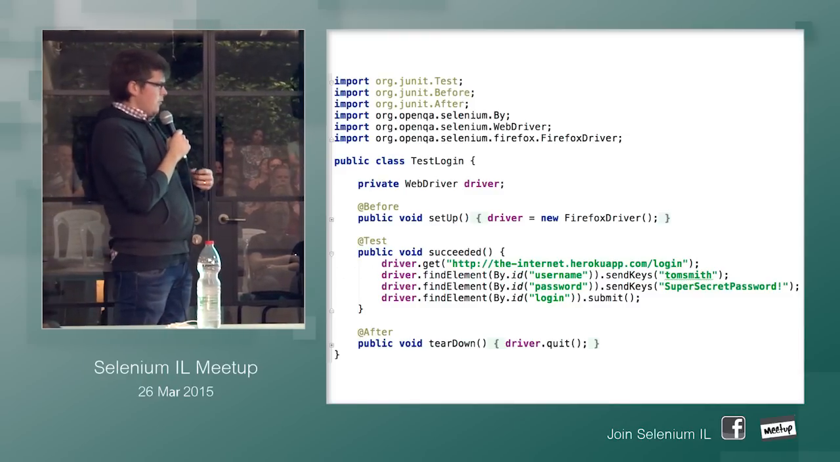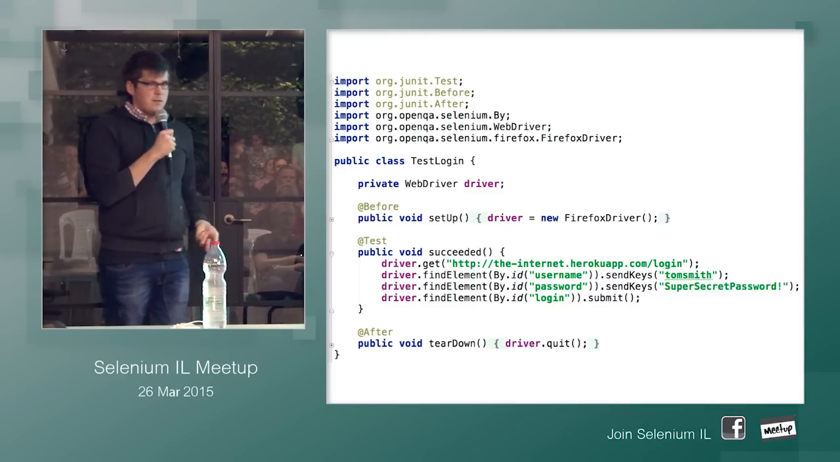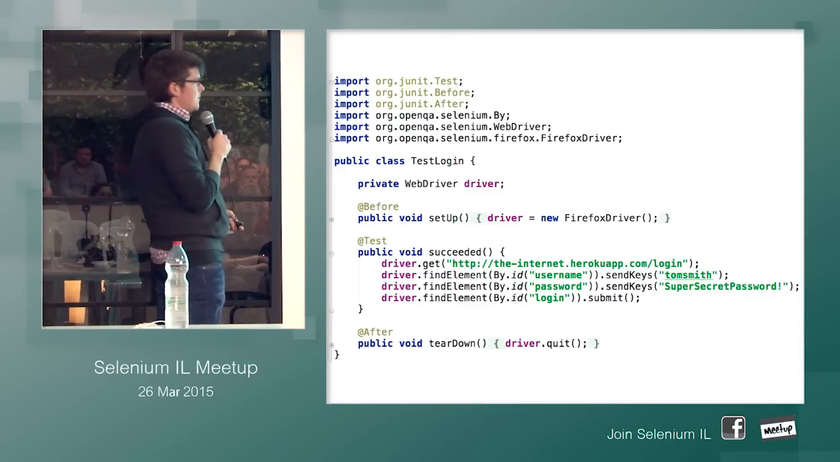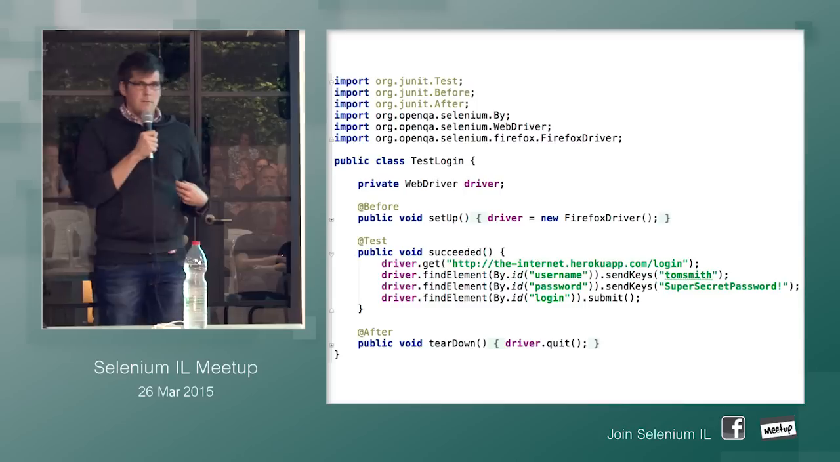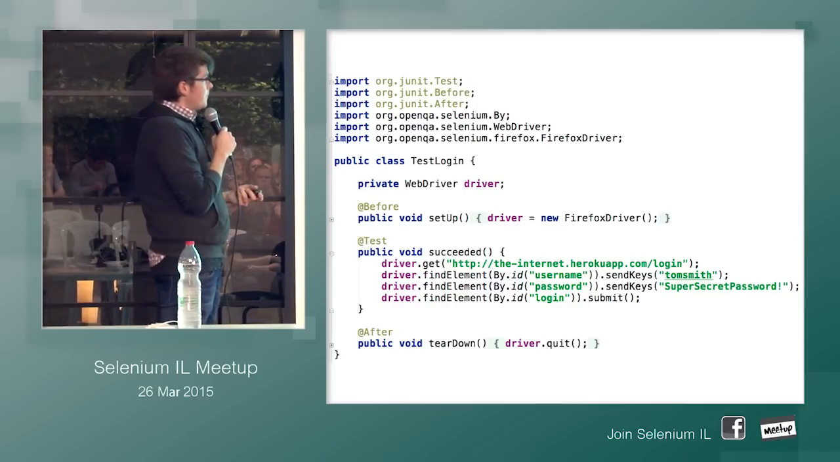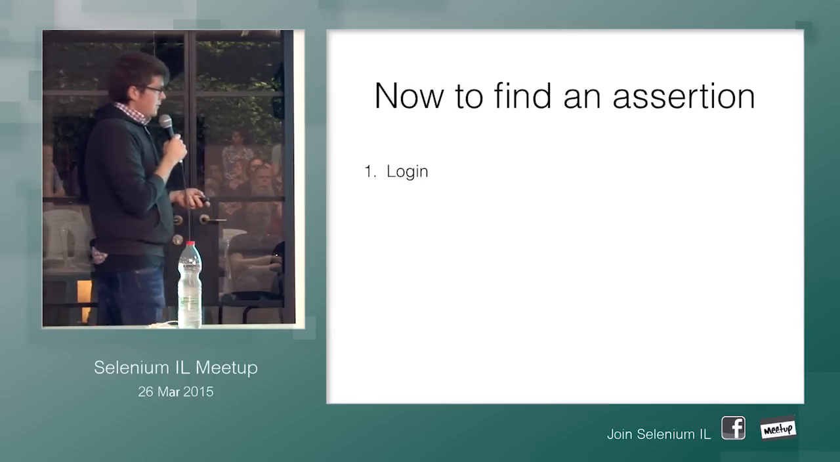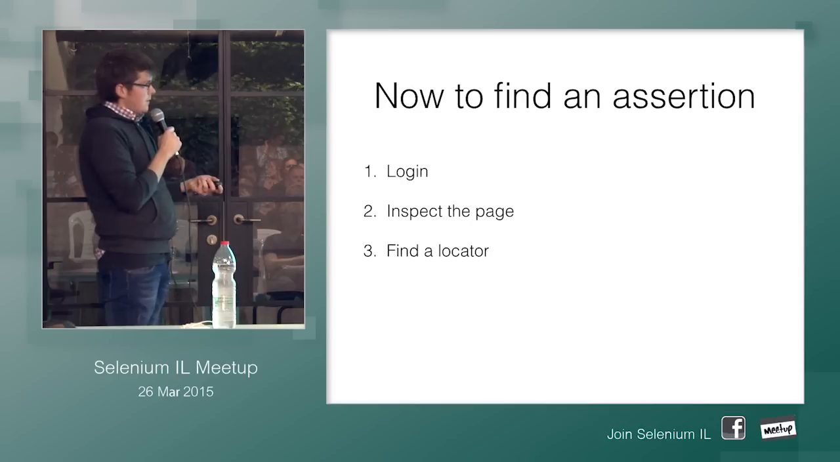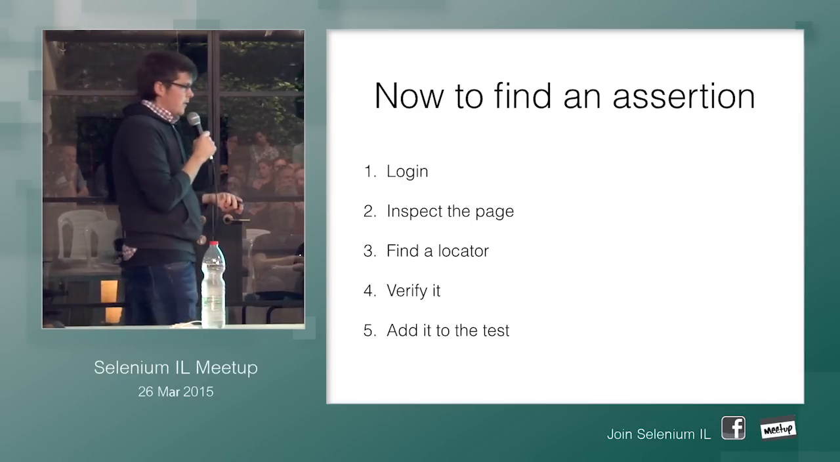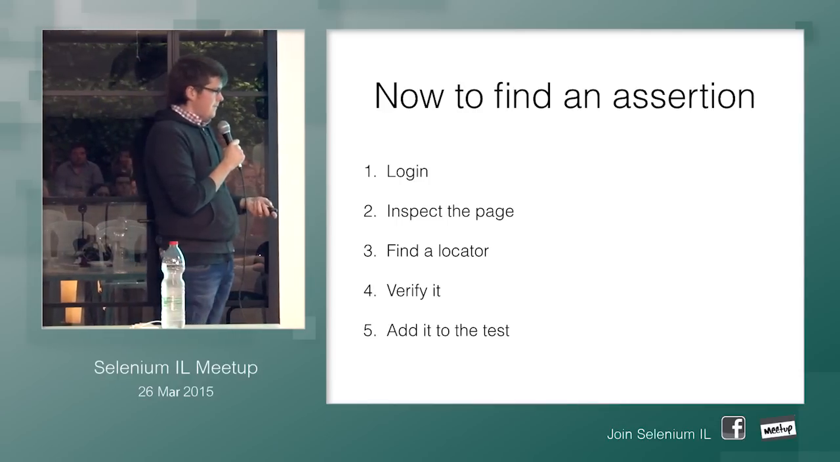Now, when we run this, it will, of course, pass because there's no assertion. That's the other big advantage we get by having a test framework: assertions. So we can determine if the behavior of the page is what we expect. And we can get that information with Selenium. So to find assertions, we would, for this example, log in, inspect the page after logging in, find the locator for it, verify we have what we expect, and then add it to the test.